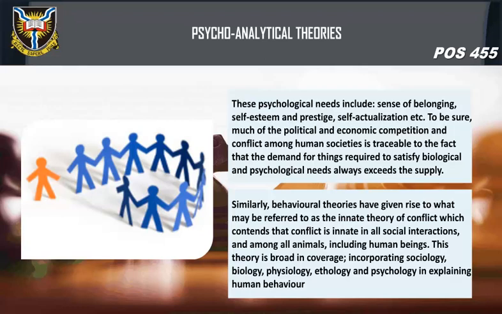self-actualization, and so on. To be sure, much of the political and economic competition and conflict among human societies is traceable to the fact that the demand for things required to satisfy biological and psychological needs always exceed the supply. Similarly, behavioral theories have given rise to what may be referred to as the innate theory of conflict, which contends that conflict is innate in all social interactions and among all animals, including human beings. This theory is broad in coverage, incorporating sociology, biology, physiology, ethology, and psychology in explaining human behavior.